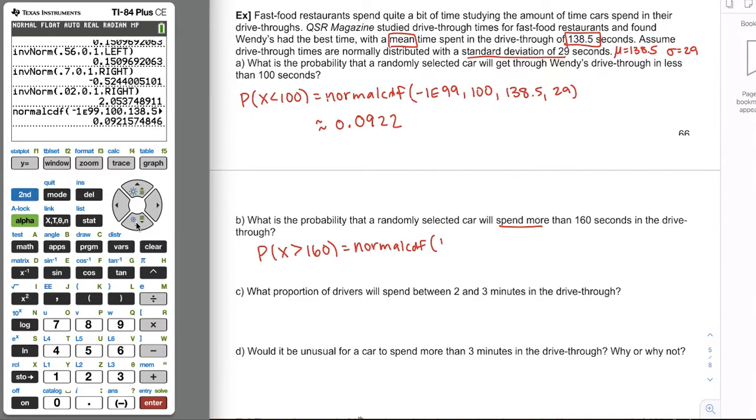The lower bound is 160. The upper bound is infinity, or we use 1e99. And the mean and the standard deviation, of course, have not changed. Okay, so we type those in.